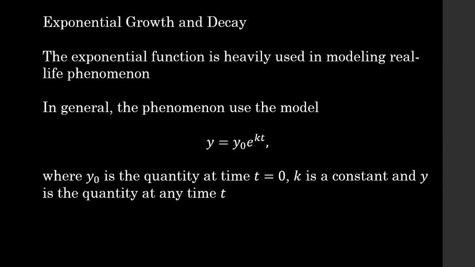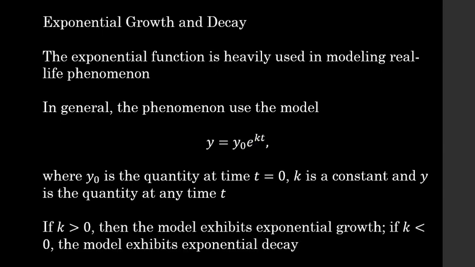Now, what dictates whether this is exponential growth or decay is all based on what that k value is. If k is positive, then the model shows exponential growth. If k is negative, then the model shows exponential decay.